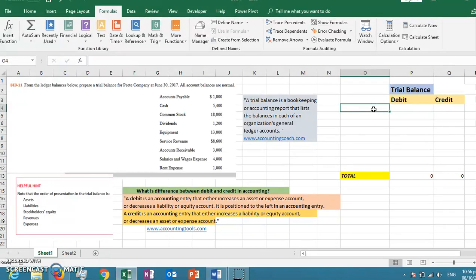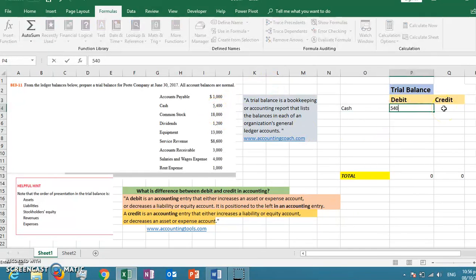So first of all, assets. Since we have read it here in the helpful hint, the first one is assets. So we all know that the most liquid asset is cash. So we check over here and we have it here, cash. Cash is 5,400. So we are going to put it here.